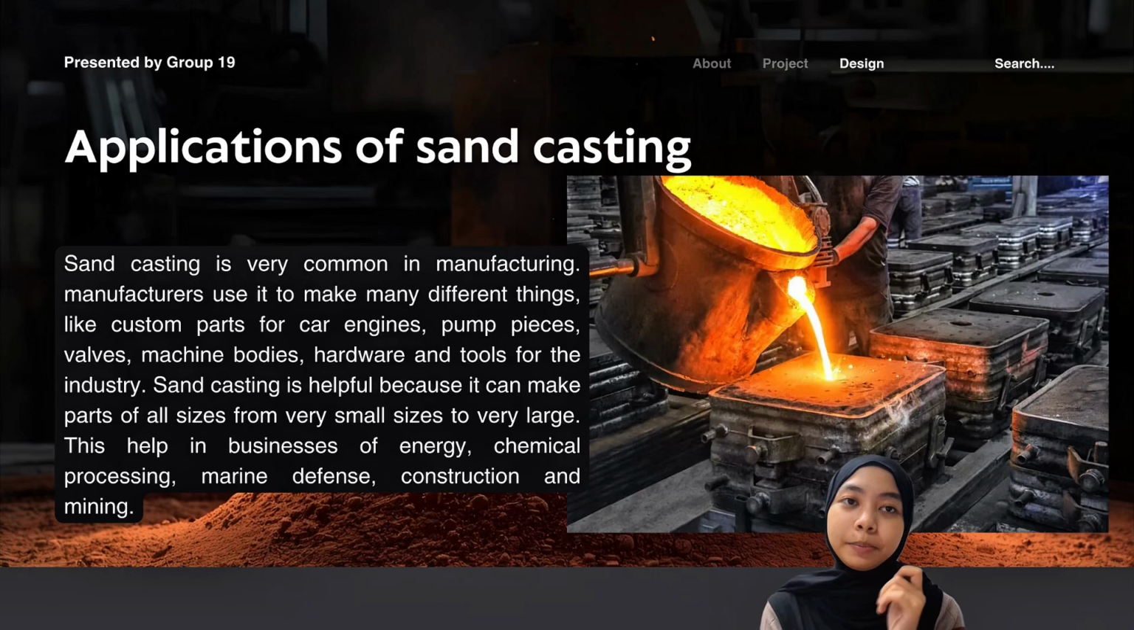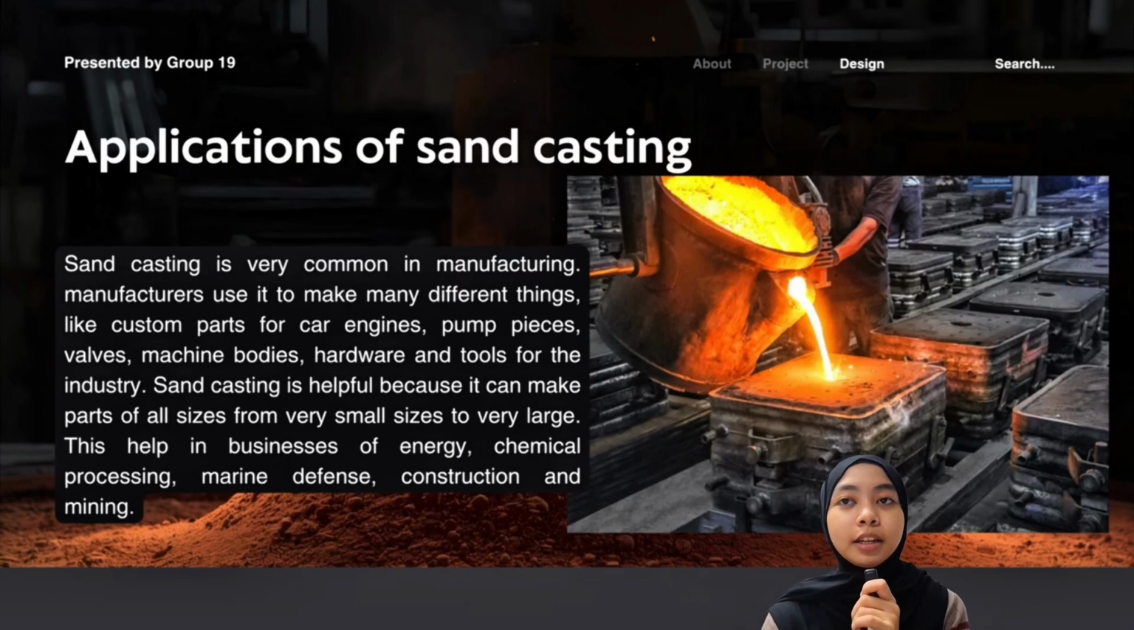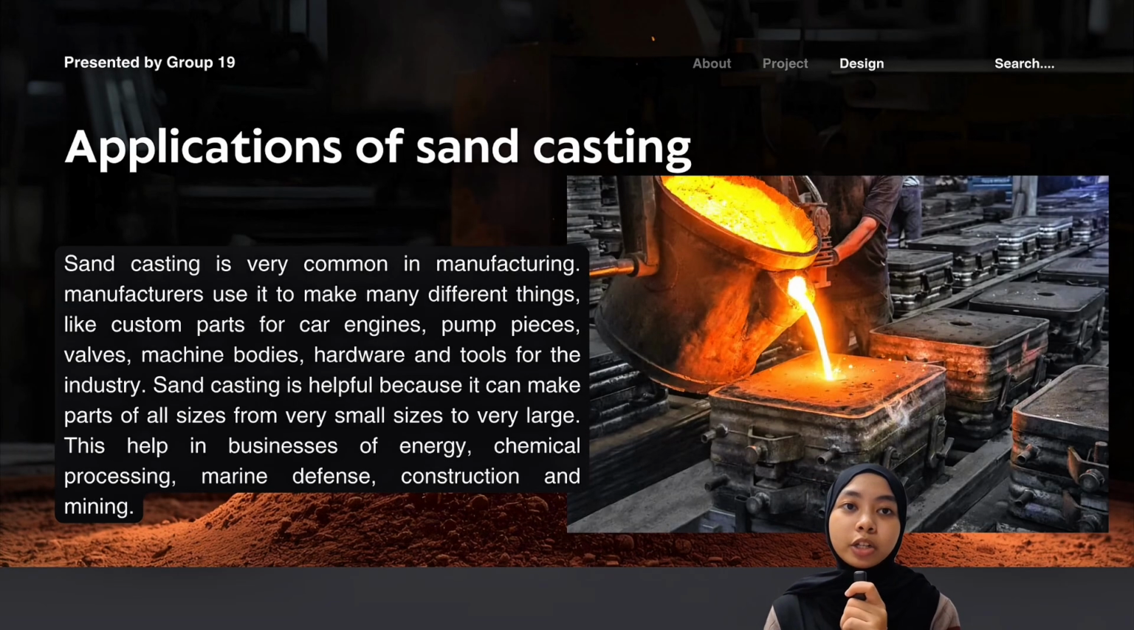So I'll continue with applications of sand casting. Sand casting is very common in manufacturing, where manufacturers use it to make many different things like custom parts for car engines, pump pieces, valves, machine bodies, hardware, and tools for the industry. Sand casting is helpful because it can make parts of all sizes, from very small to very large. This helps businesses in energy, chemical processing, marine defense, construction, and mining.